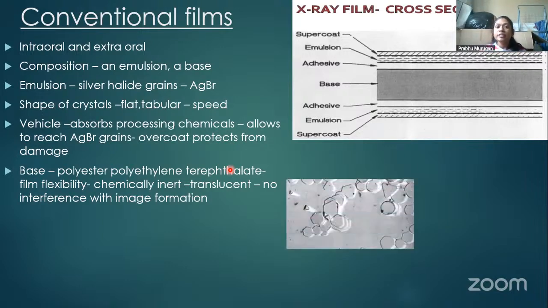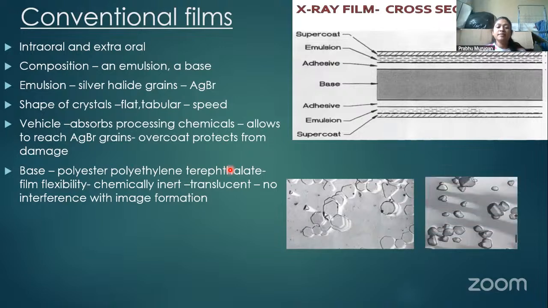So I told you about the speed of the X-ray films and the shape of the crystals, right? The first one is the flat tubular one. Second is the globular type. So as you can see, when there are flat crystals, what is going to happen? There's going to be increased surface area. So it can trap more X-rays at one shot, right? So the radiation exposure is quite less.